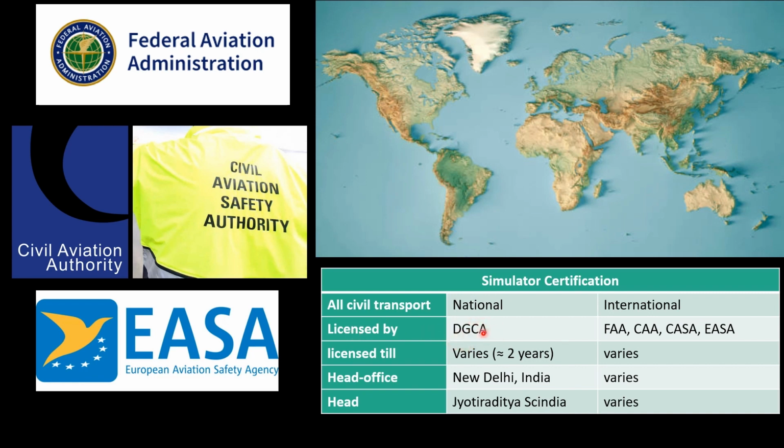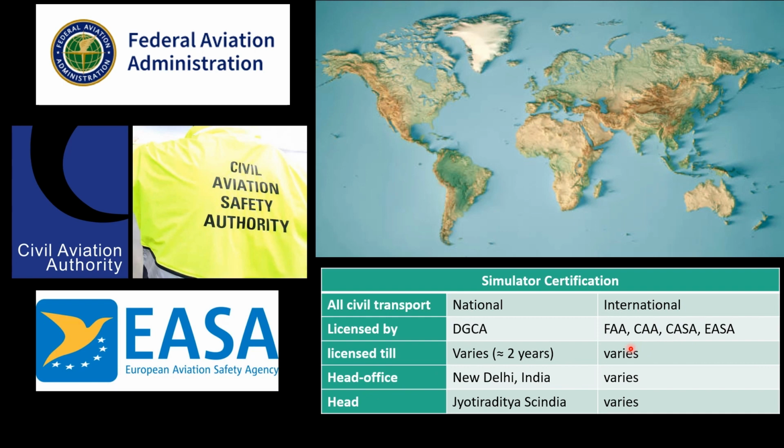So all the crew members who are trying to get the simulator certificate will get the certificate from DGCA. And for international purposes, they will get it from FAA, which is the Federal Aviation Administration, CAA, the Civil Aviation Authority, CASA, the Civil Aviation Safety Authority, and EASA, the European Aviation Safety Agency. The certificate validation depends upon the usage and the priority.